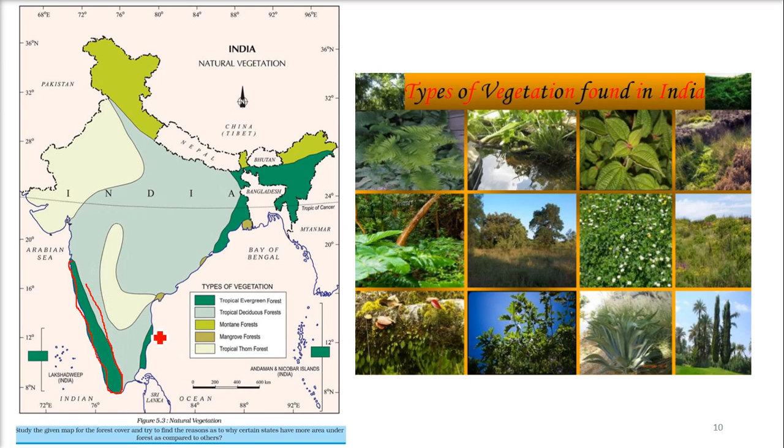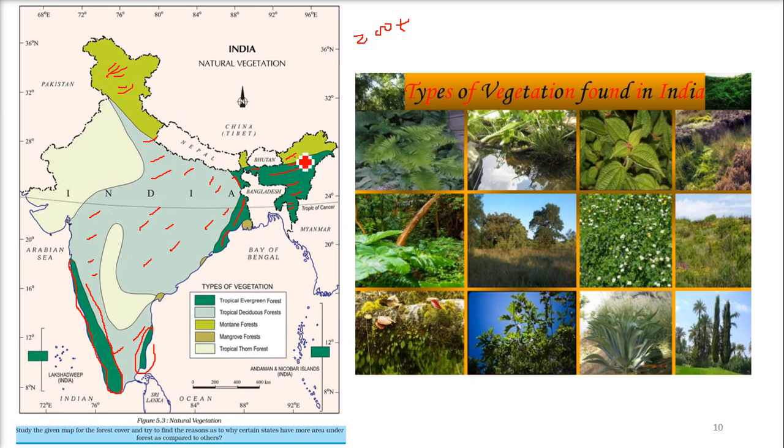So tropical evergreen forest. Let me again go through it. So this is the region, these regions, dark green. So these are the tropical evergreen forests, where the rainfall is more than 200 centimeters. Then we have tropical deciduous forest, mostly the monsoon forest, and they shed their leaves for 6 to 8 weeks in dry summer.